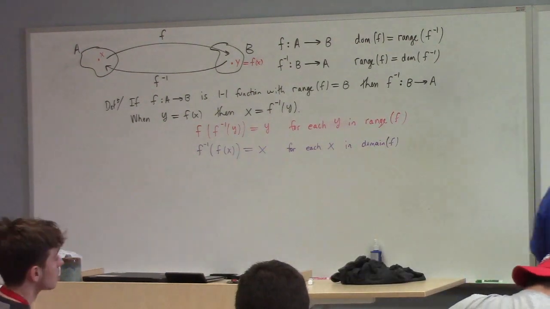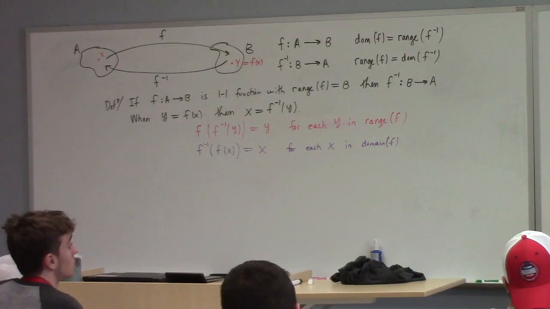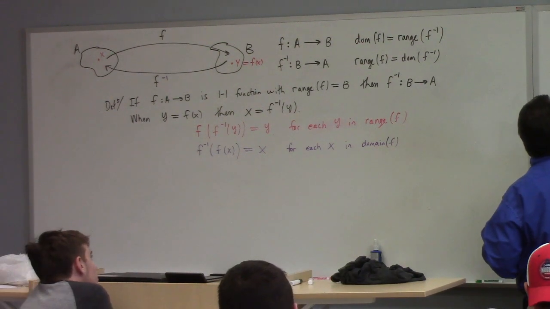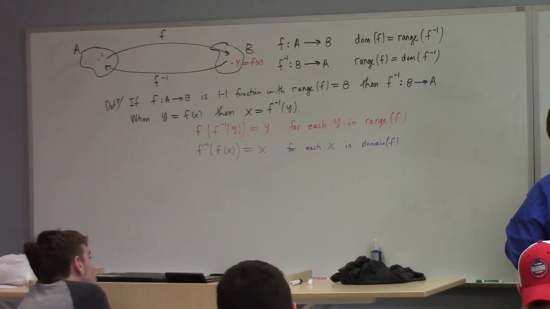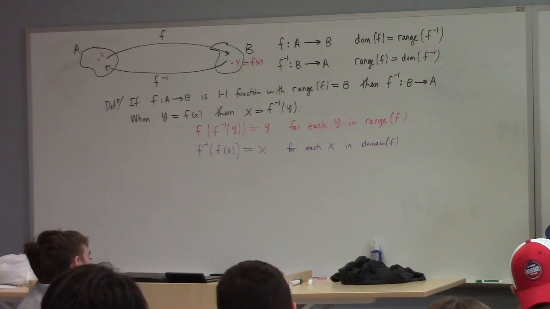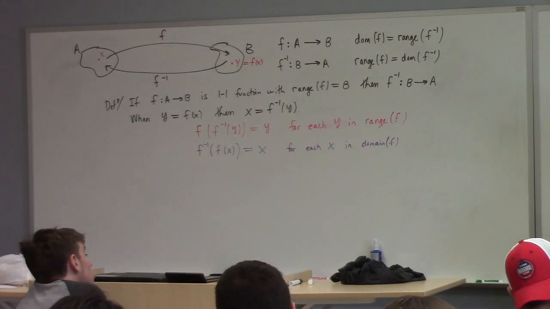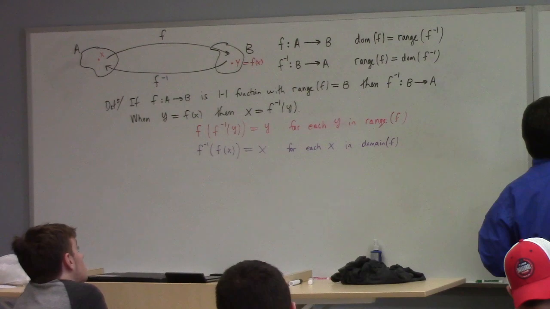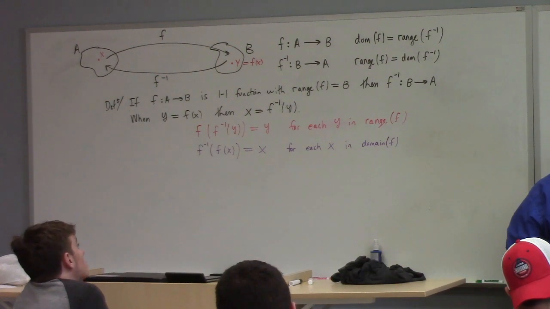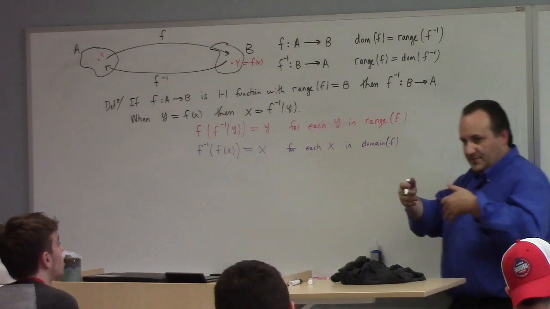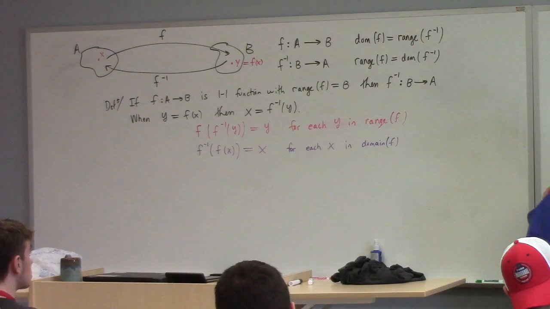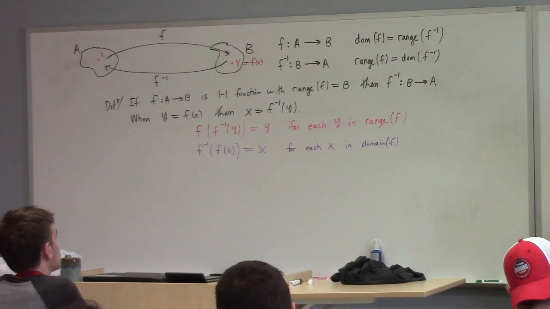So what example am I on? Well, I guess this isn't an example. So here's the algorithm for finding the formula for f inverse. All right, number 1, you're given f of x. So you have to be given a formula. Set y equals f of x. Okay.